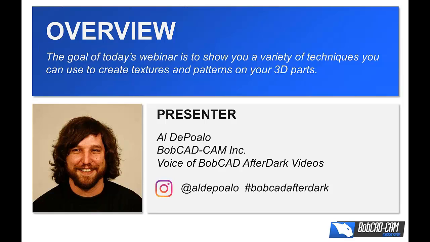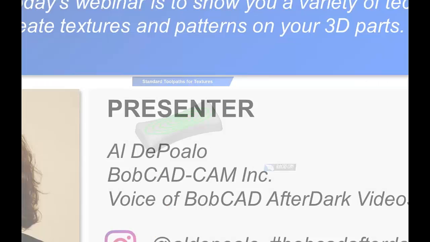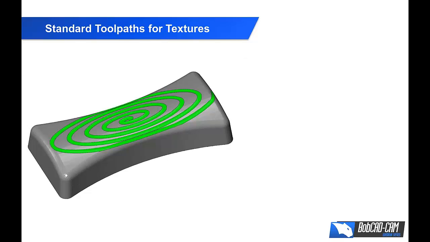The goal of today's webinar is to show you a variety of techniques you can use to create textures and patterns on your 3D parts. We're going to talk about our standard toolpaths for textures, things like planar, radial, and spiral. We're going to talk about how you can use the angle of the toolpath to help with textures. We'll talk about your step over value and the effect that has on your parts as well for your textures. We're also going to look at how you can use allowance in order to put textures like the spiral we see here.